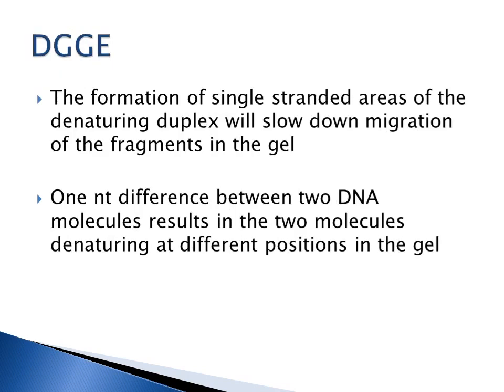So in your denaturing gradient gel electrophoresis, you're going to form single-stranded DNA as the DNA moves through the denaturing gel. And as you get your single-stranded DNA, the migration is going to slow down. So a one nucleotide difference between two DNA molecules is going to cause both of those molecules to denature at different positions in the gel.